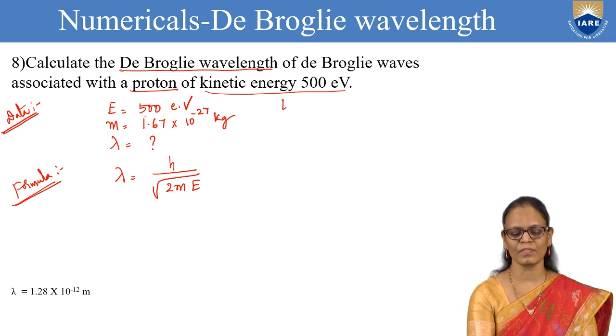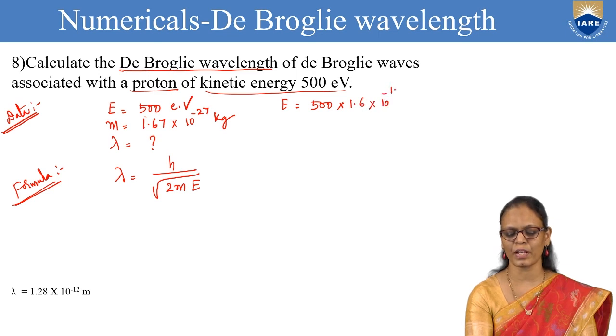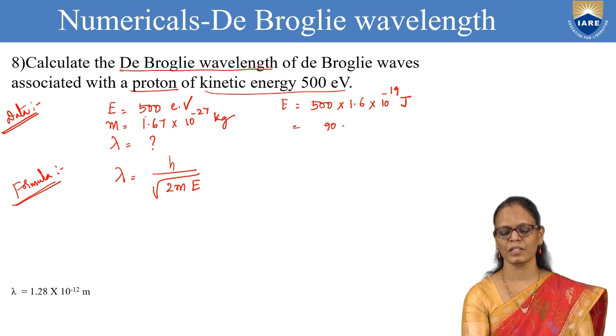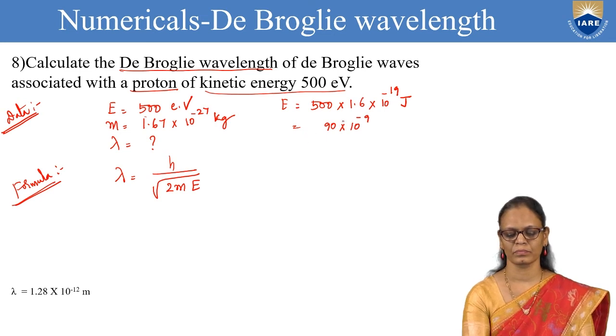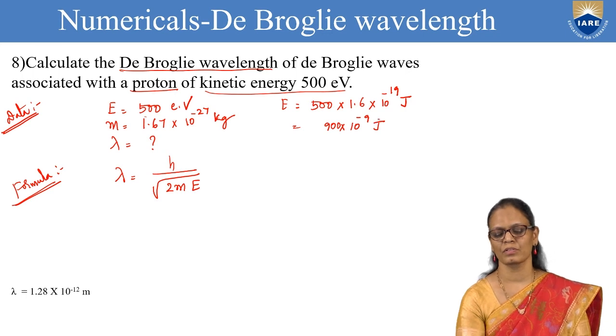So the energy will be equal to 500 into the conversion. 1 electron volt is 1.6 into 10 to the power of minus 19 joules. So 1.6 into 500, I will get 800, that is 8 into 10 power minus 17 joules.